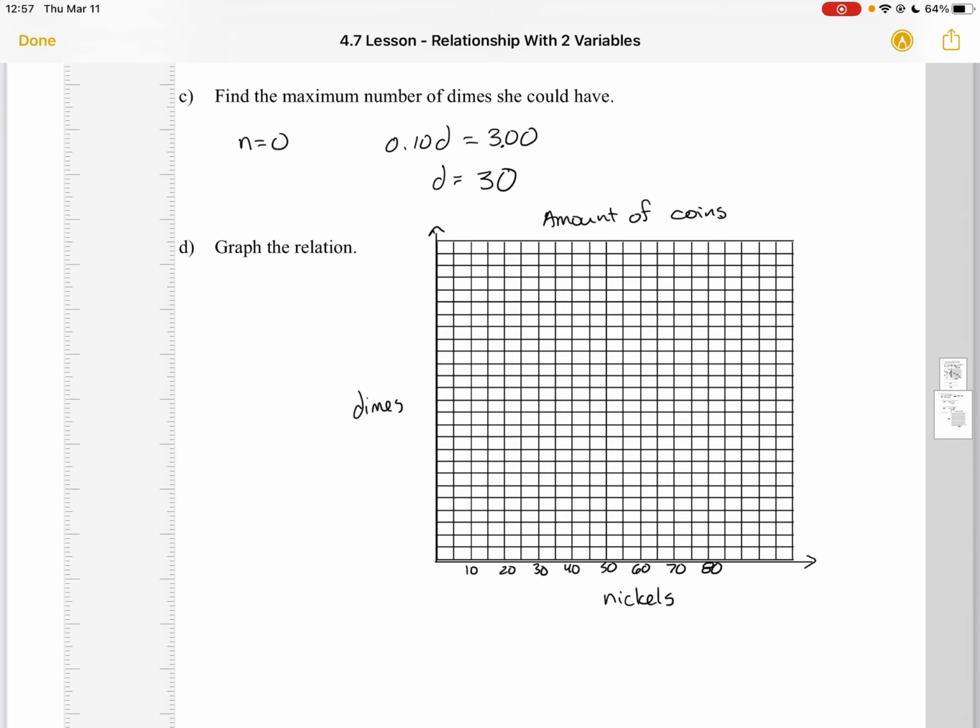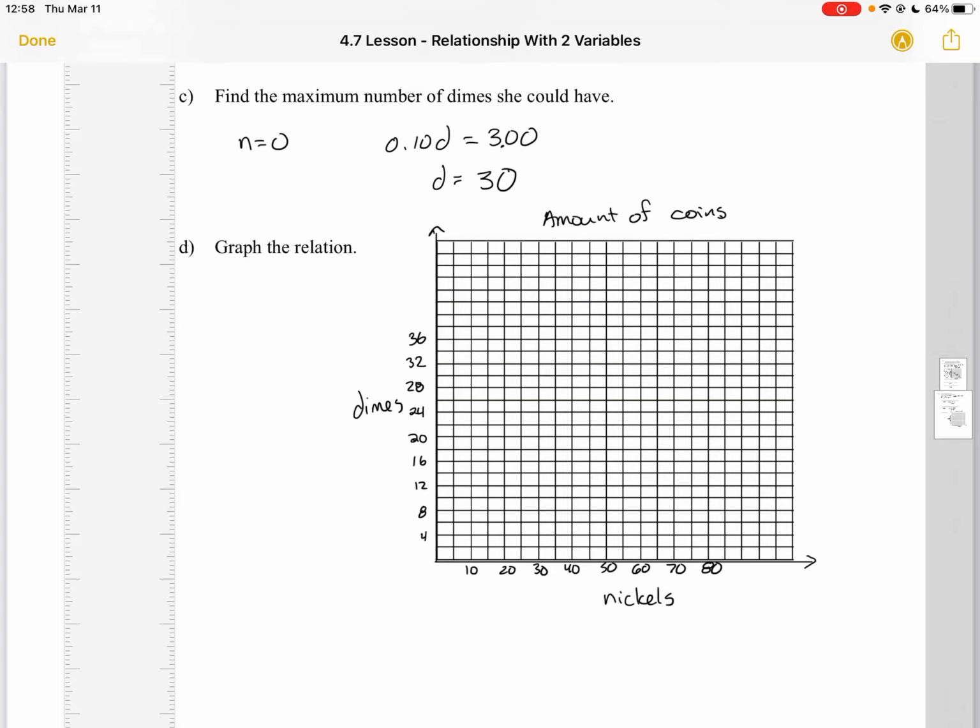And then for my dimes, I'm going to go up by 2s. So let's go 4, 8, 12, 16, 20, 24, 28, 32, and then 36. That'll get me high enough.